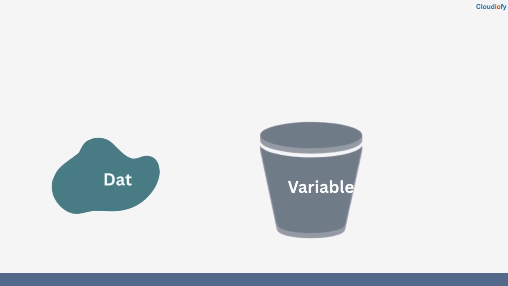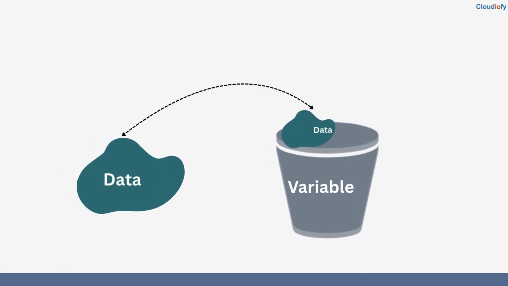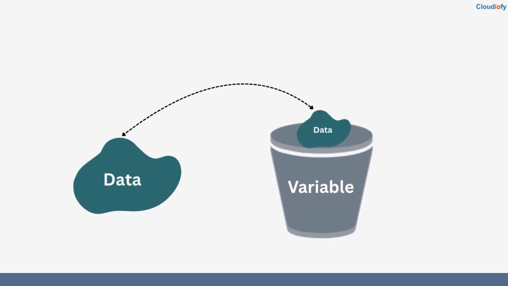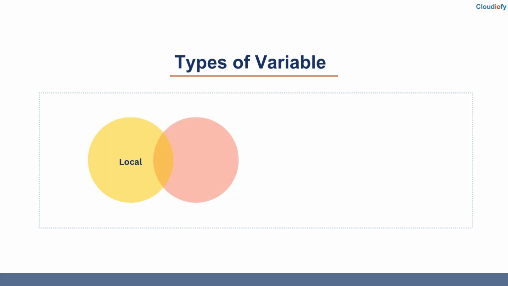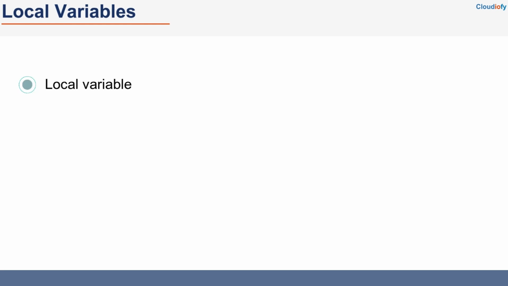In C#, variables are used to store data, but depending on where and how you declare them, they behave differently. There are mainly 5 types of variables in C#, which are local, instance, constant, static, and read-only variables. First, we learn about local variable.